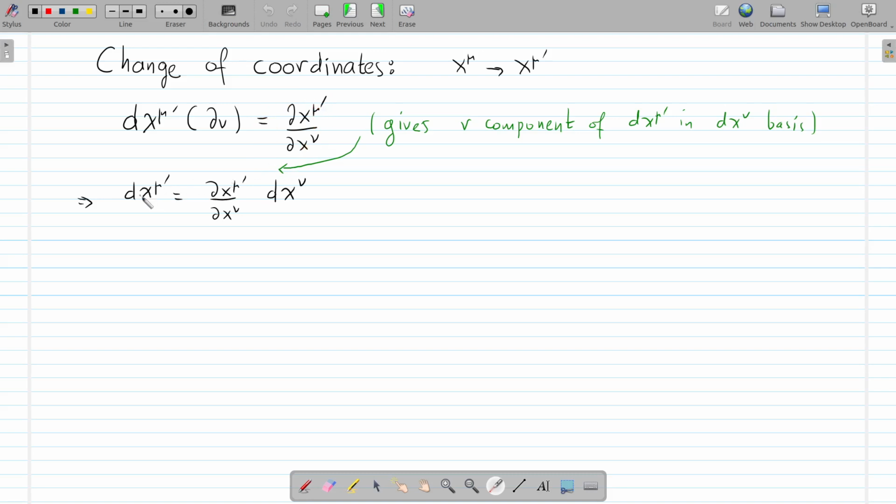So dx mu prime is obtained by a linear action of the transformation given by the partial derivatives of x mu prime by x nu. And this can be seen as a linear action because if we arrange this in a matrix, we have a matrix here multiplying a column vector dx nu.